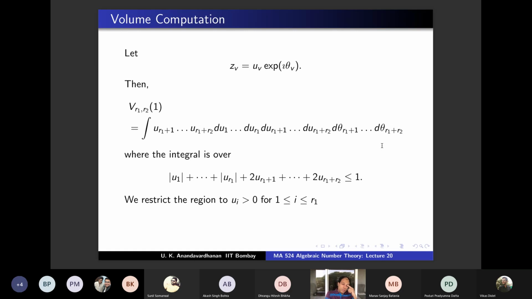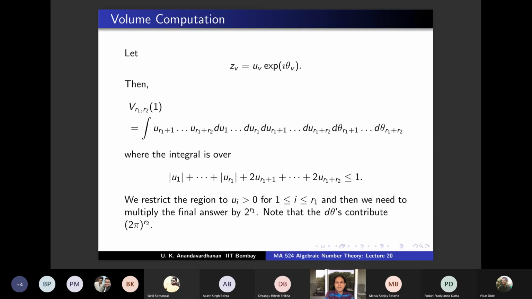We can restrict u_i to be positive even here. What will happen is you will have to multiply by 2 every time. So finally you will have to multiply by 2^{r1}. So we will restrict u_i to be positive. Whatever you get, you have to multiply by 2^{r1} in order to get the final answer. And the dθ's you can take out, right? I mean, you can take out in the sense that this is independent of the dθ's. So each dθ will contribute 2π. And how many dθ's are there? r2 of them. So the dθ's together will contribute (2π)^{r2}.